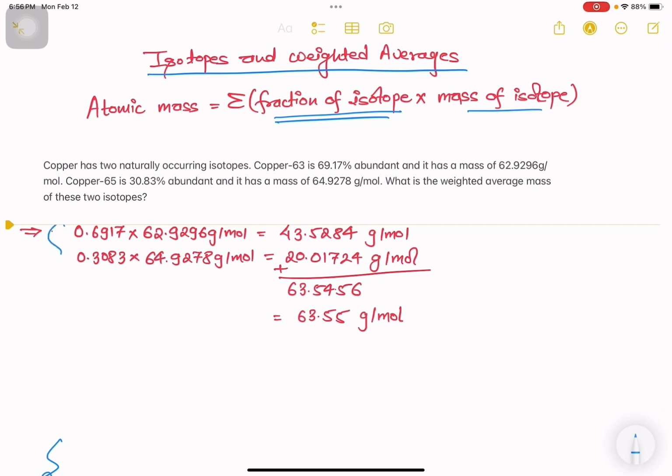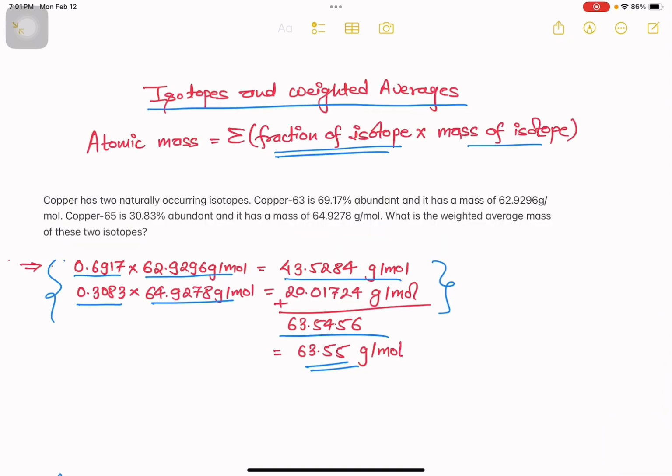So here the first isotope, copper-63, is 69.17%. If I change that to a fraction, I will get 0.6917 times its mass, and I get this gram per mole. Another isotope, 30.83%, if I change that to a fraction, gives me 0.3083 times its mass. Now when I add this up, I will get 63.5456, or 63.55 gram per mole, which is the average atomic mass of copper. And that is what you see in your periodic table as well.